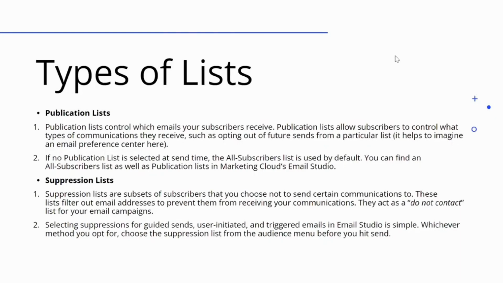Publication list controls which emails your subscriber receives. Publication list allows subscribers to control what type of communications they receive, such as opting out of future sends from a particular list. If no publication list is selected, the all subscriber list is the default publication list. You have to advise, being a Marketing Cloud consultant, to have a diverse publication management portfolio rather than having a single pointed all subscriber management portfolio.